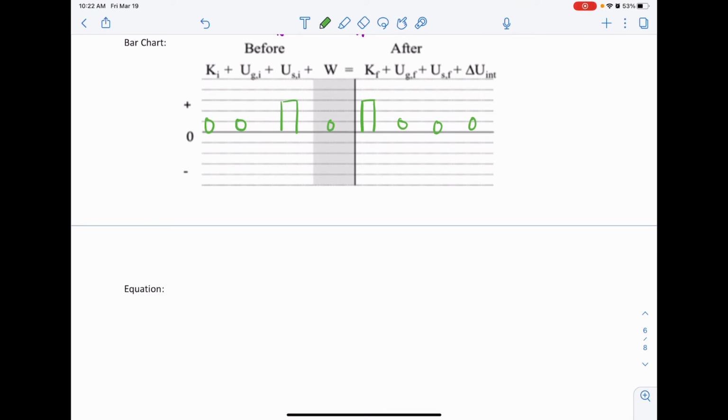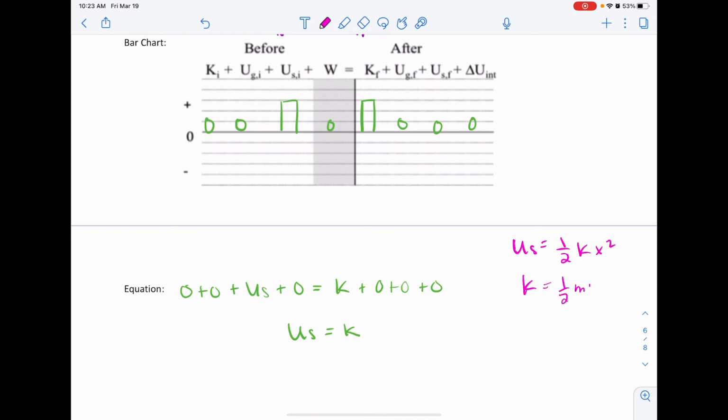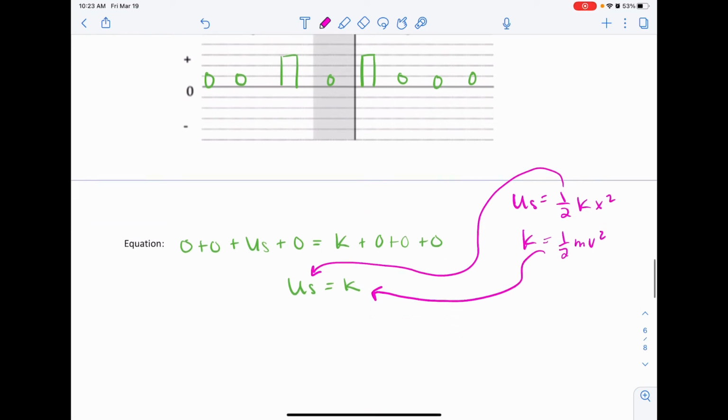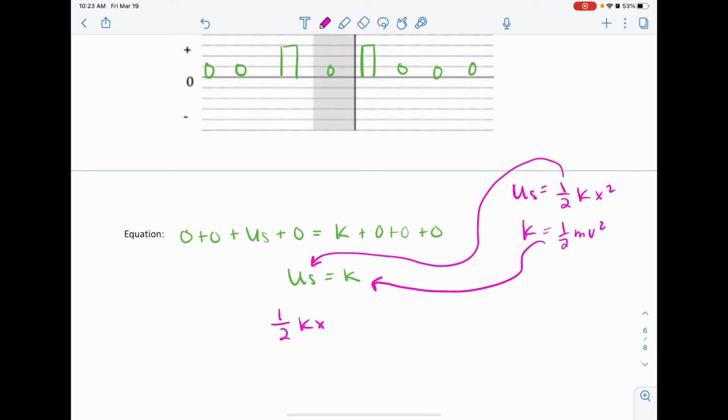Now let's make our equation. We have 0 plus 0 plus U_S, elastic, plus 0 equals kinetic, plus 0 plus 0 plus 0, which we can simplify to elastic equals kinetic. And again, if we remember, our equation for elastic is 1/2 kx squared. And our equation for kinetic is 1/2 mass times velocity squared. And we're going to plug in those equations for our equation we just made based on our bar chart. And we get 1/2 kx squared equals 1/2 mv squared.